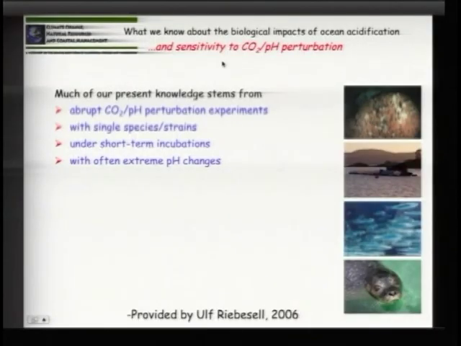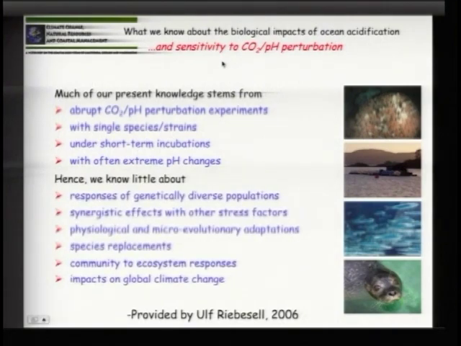So to be fair, we need to explain ourselves clearly about what we know and what we don't know. Most of the experiments thus far have been very abrupt, with high CO2 and pH changes, with specific species strains, with short time duration experiments and large pH changes. So there's a lot we don't know yet, particularly responses of genetically diverse populations, synergistic effects with temperature, trace metals, and other species. Temperature and CO2 in particular have shown deleterious effects for coral reef organisms, species replacements, community responses, and, as I said, impacts on the global carbon cycle.